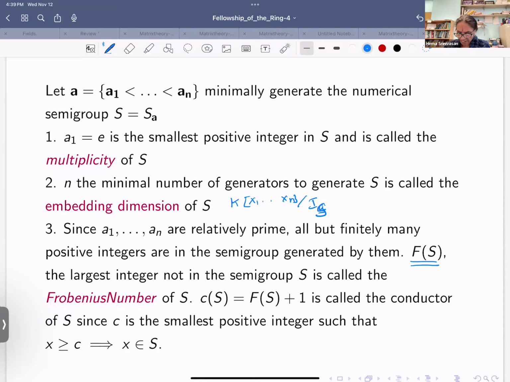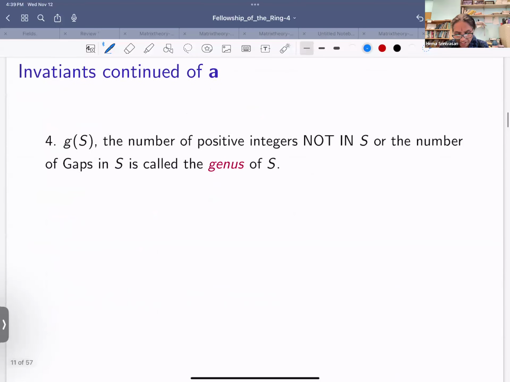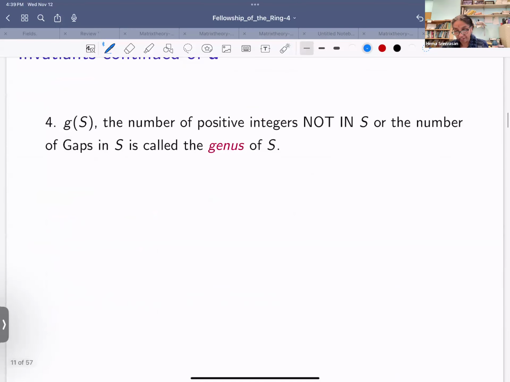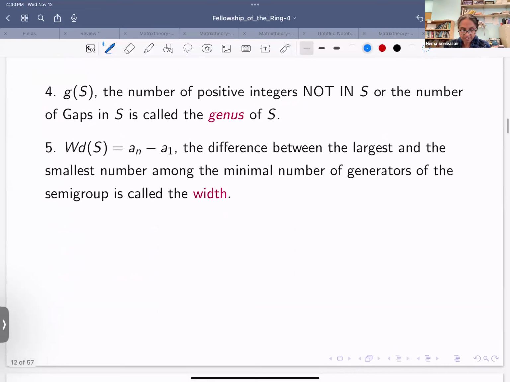Sometimes, even though not for us, not paying much attention to this, f of S plus 1 is called the conductor because it's the smallest positive integer. I mean, it's the integer that is one more than the Frobenius number. The next one is called the genus of S. This is the number of positive integers that are not in S because it's a finite number. They are also called the gaps. That's also for the genus or the gaps.